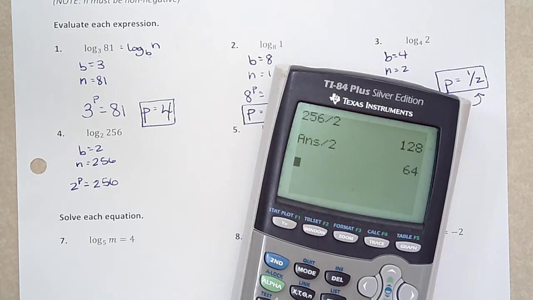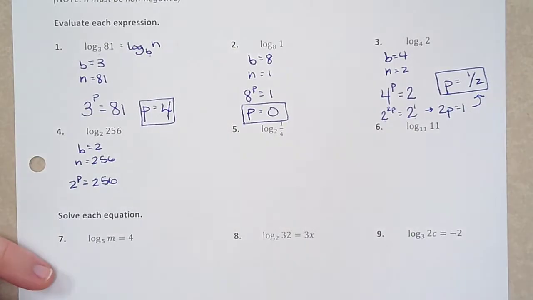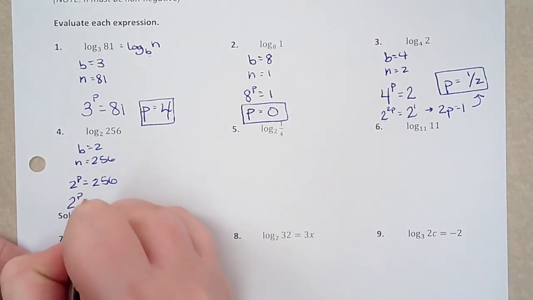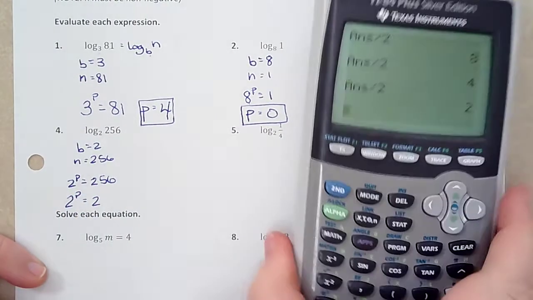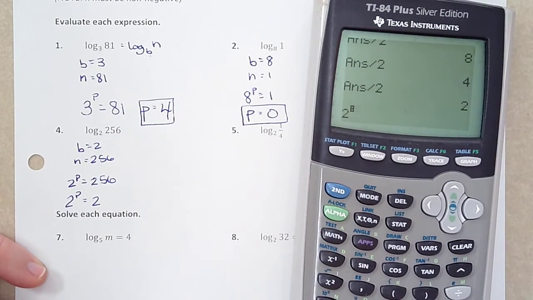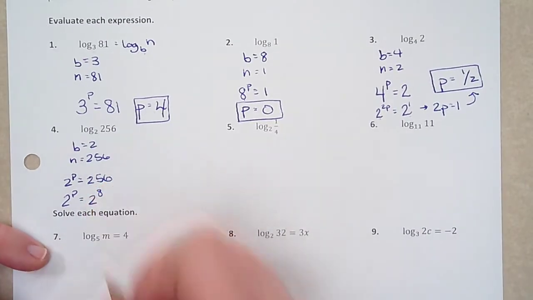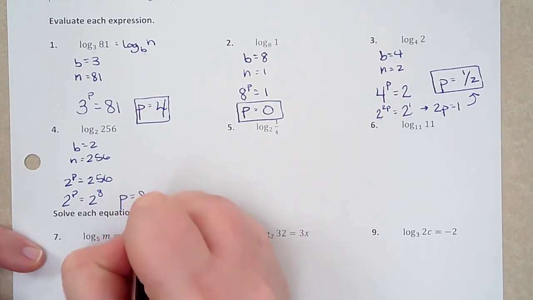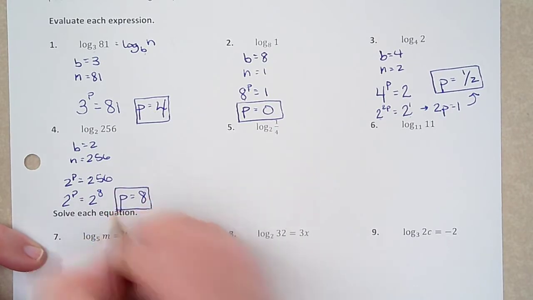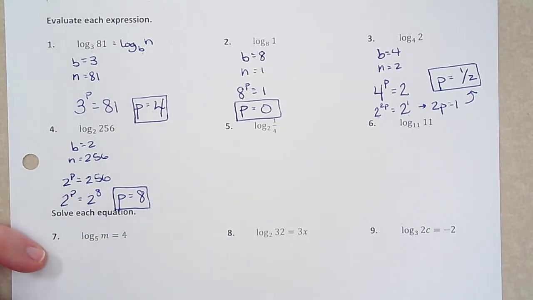So that's 1, 2, 3, 4, 5, 6, 7. And then the original one, of course. So 2 to the p is equal to 2 to the 8th. And I can double check that. I counted only 7, but I have to include the original 2. So this would be 2 to the 8th. Notice I set the exponents equal to each other, and I get p equals 8.